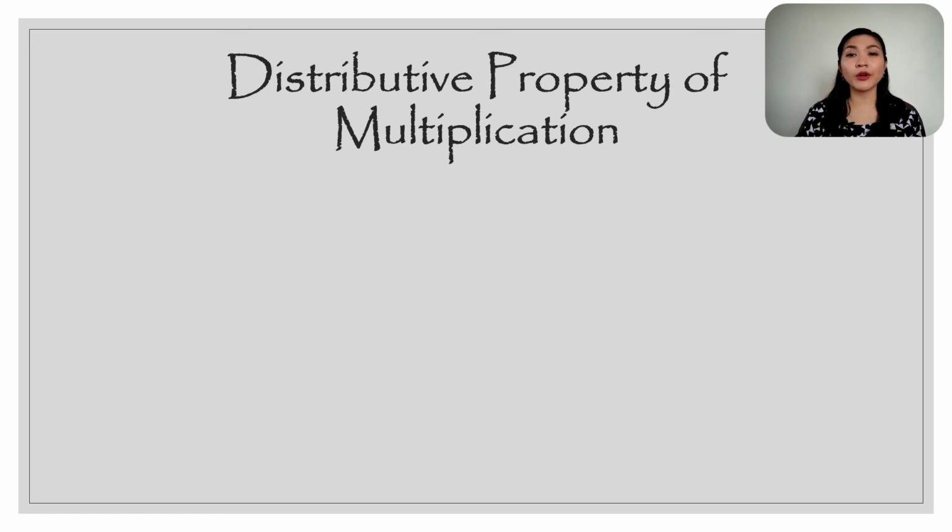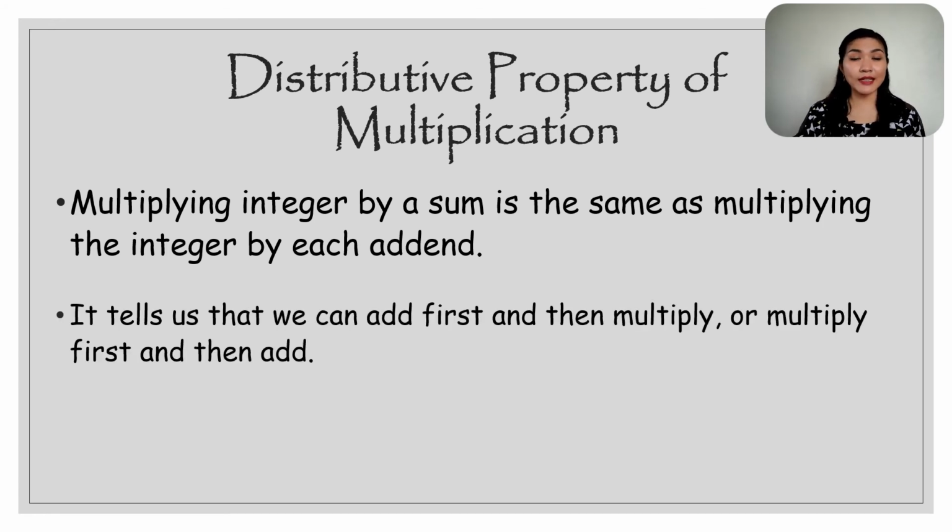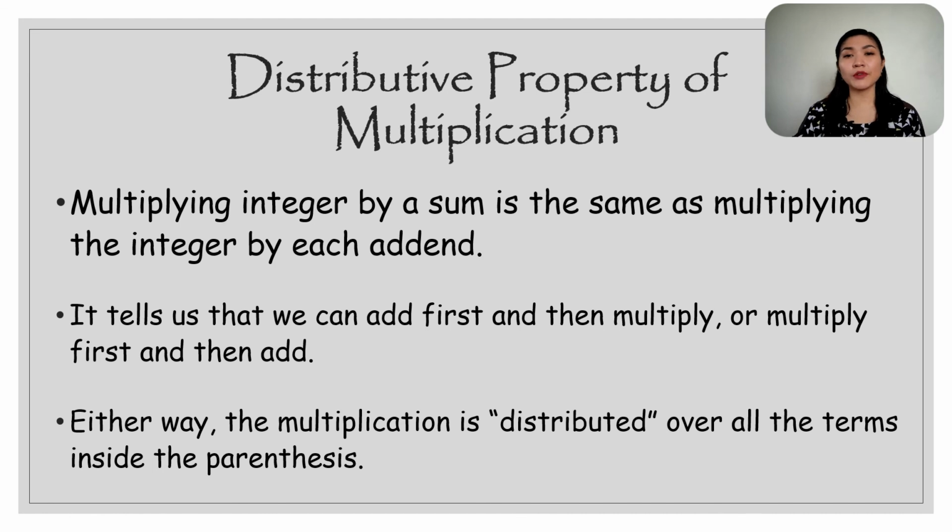When we distribute or multiply an integer by each addend, the distributive property tells us that we can add first and then multiply, or multiply first and then add. Either way, the multiplication is distributed over all the terms inside the parentheses.